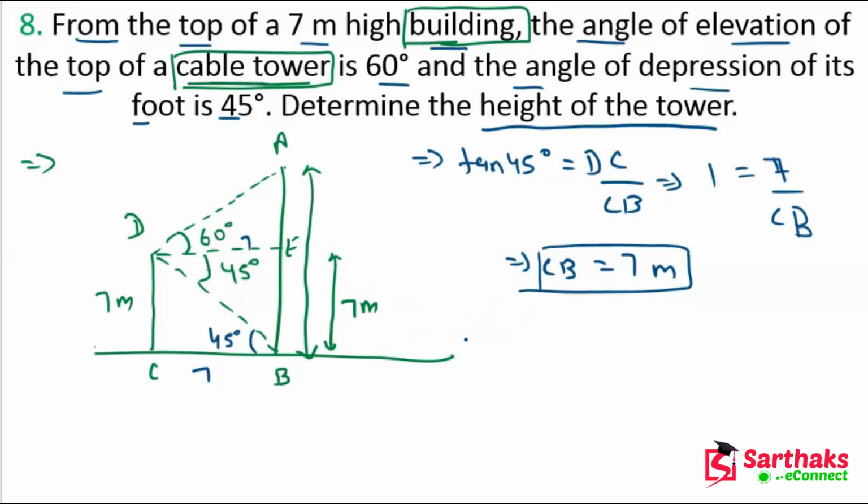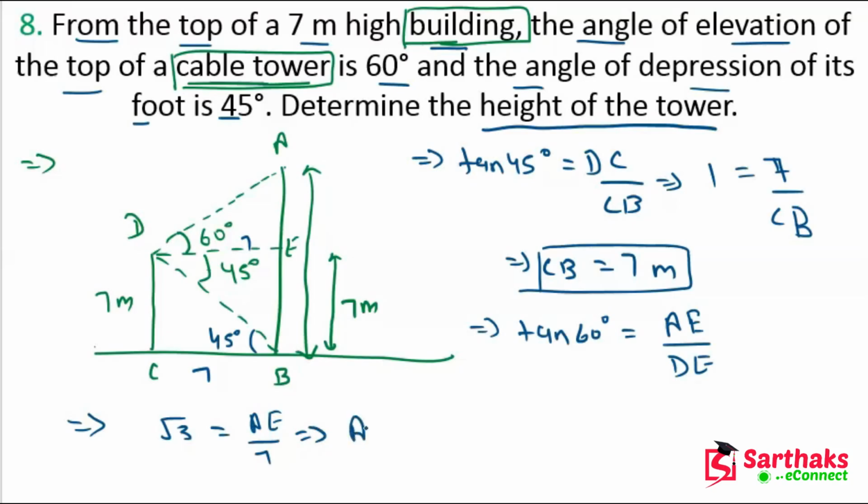So tan 60 degree is equals to AE upon DE. And we know that the value of tan 60 is √3. And what is AE? We have to find. And what is DE? Which is 7. So we have AE is equals to 7√3 meter.